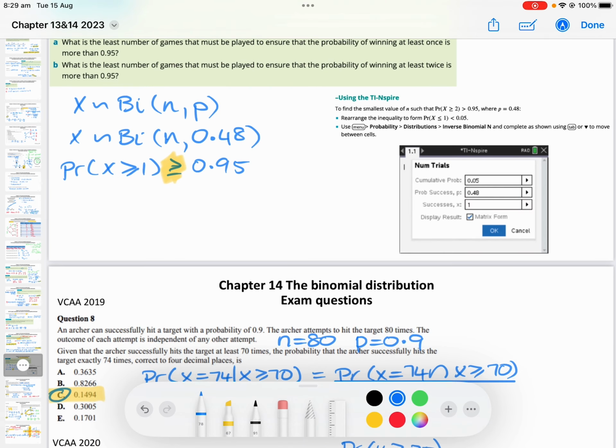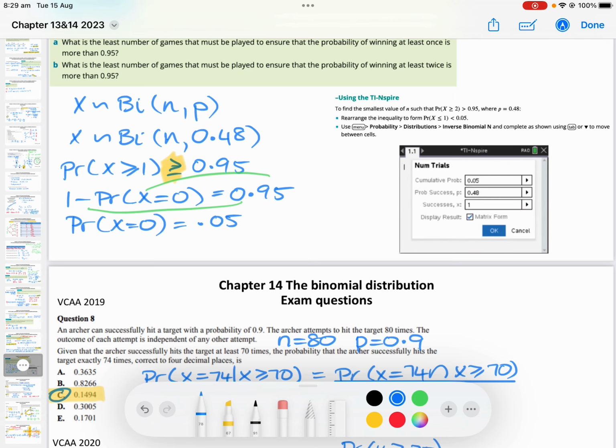So the probability that X is greater than or equal to 1, that means that it's 1, 2, 3, 4. In fact, it's everything except for X equals 0. So 1 minus the probability that X equals 0 is 0.95. So for the probability that X equals 0, I'm going to whip this over here and this back here. So you'll end up with the probability that X is 0 is 1 minus 0.95, so that's 0.05.